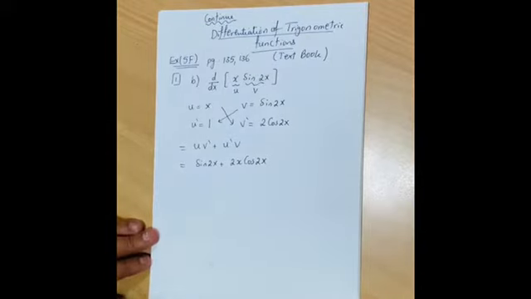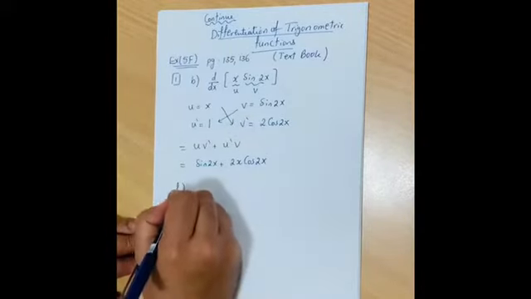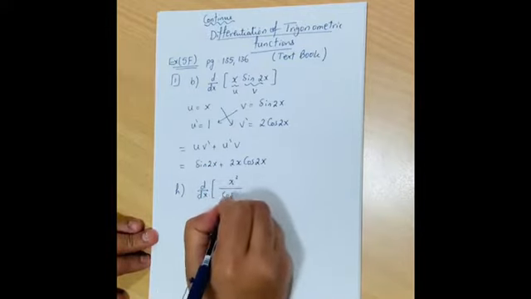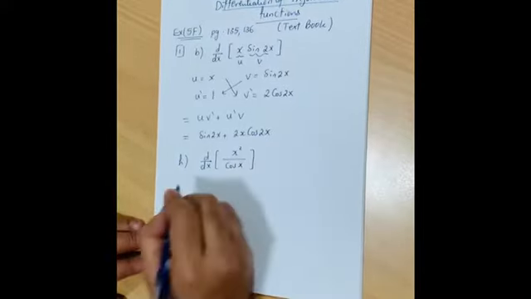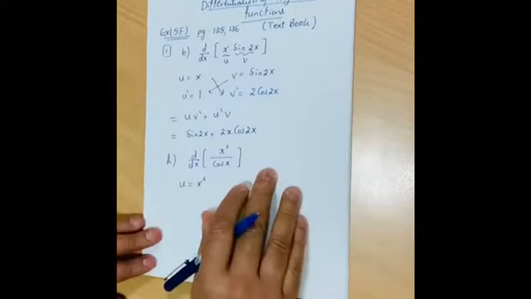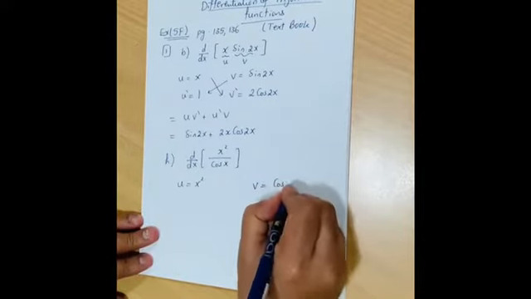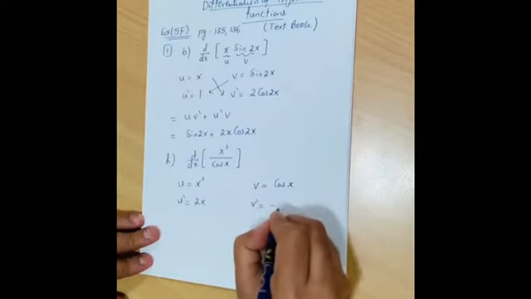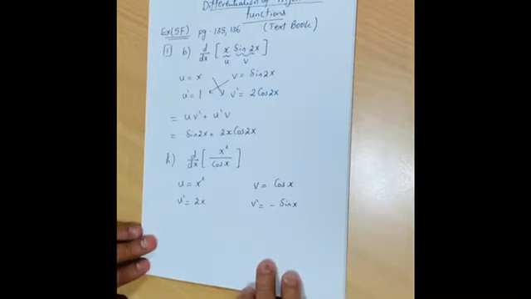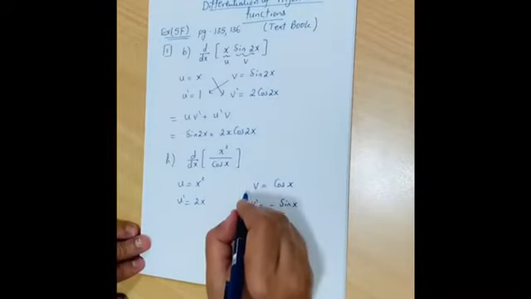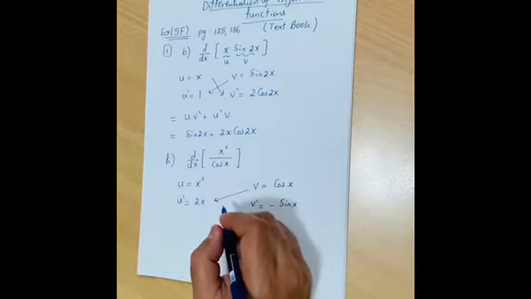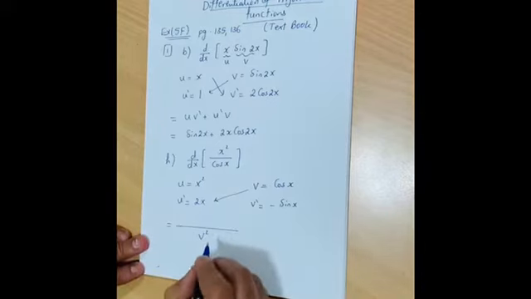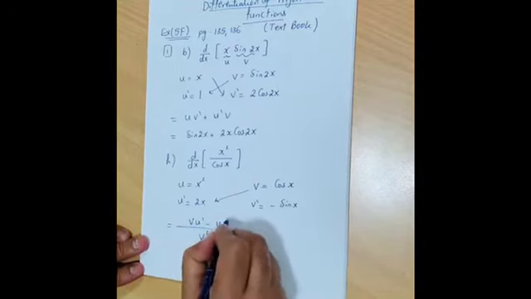If you apply that with the quotient rule as well, like part h, d by dx of x squared over cosine x. Again, u is the numerator and v is the denominator, cosine x. u dash is 2x and v dash is negative sine x. Then, starting from vu dash, because the quotient rule is in order, vu dash, remember to write v squared in the denominator, then vu dash minus uv dash.